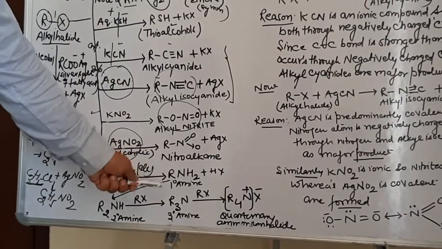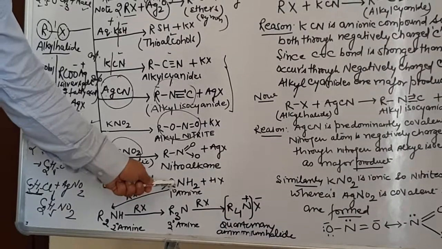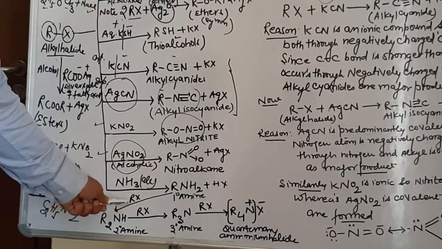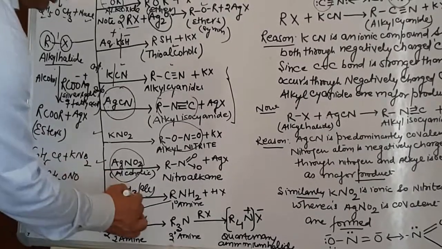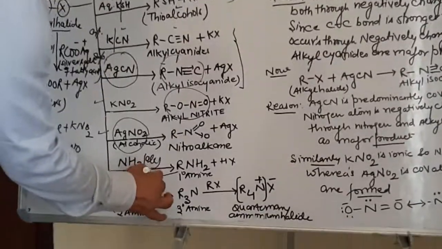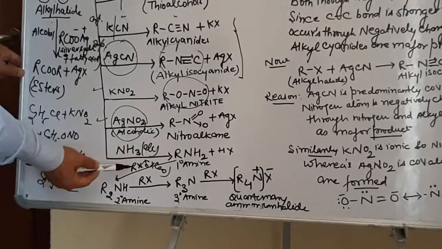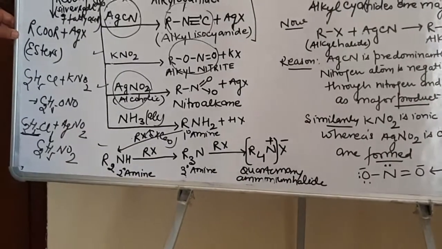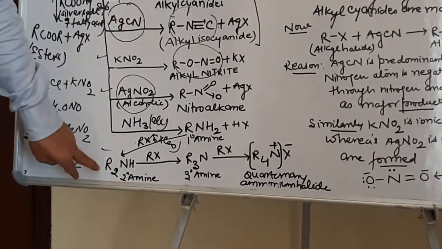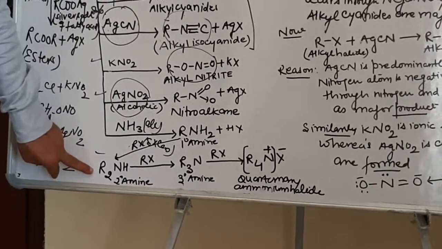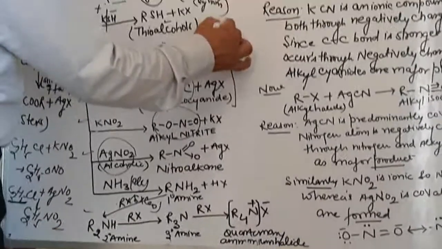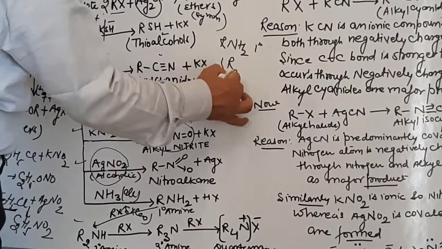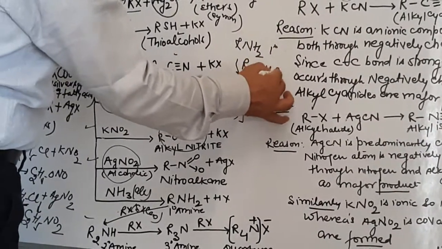Just see over here, how are the primary amines represented? RNH2. Now, if we take an excess of alkyl halide, what will happen? A second molecule of alkyl halide will react with ammonia, and it will result in the formation of secondary amines. How are secondary amines represented? R2NH. So, RNH2, what is this? This will be a 1 degree amine. R2NH, what is this? This is a 2 degree amine.